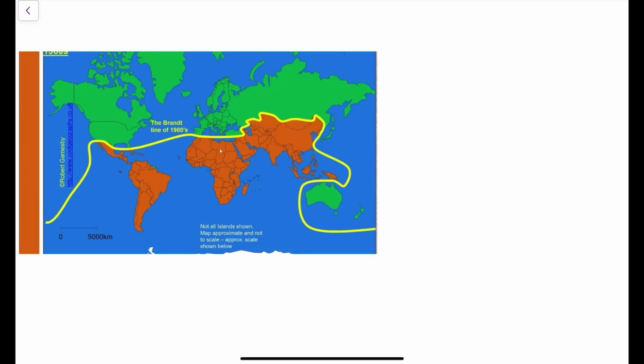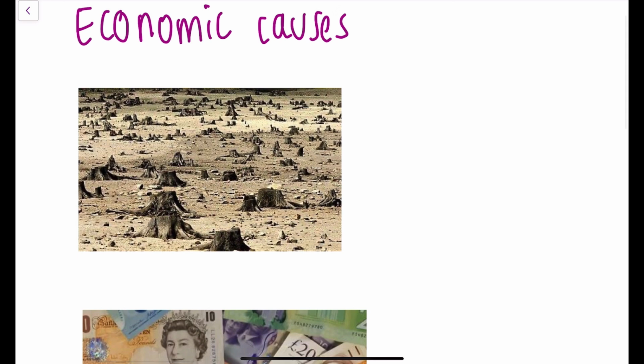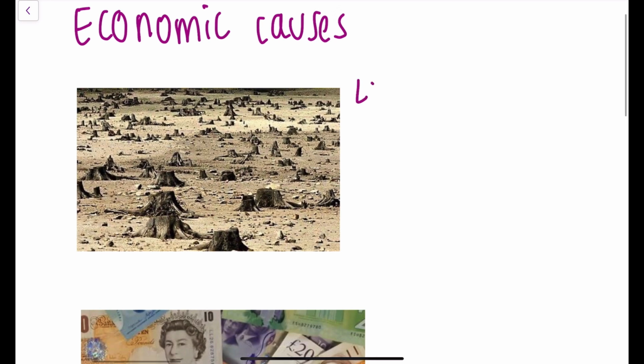This video is all about the causes of uneven development. This world map here is showing the differences in development across the world, and obviously we categorise the countries into LICs, NEEs and HICs. Now there are three overarching causes of uneven development: economic, historical and physical causes. Now we're first going to start off looking at economic causes, looking at lack of resources.